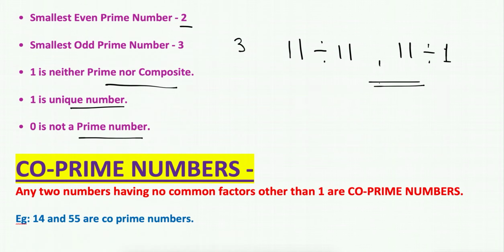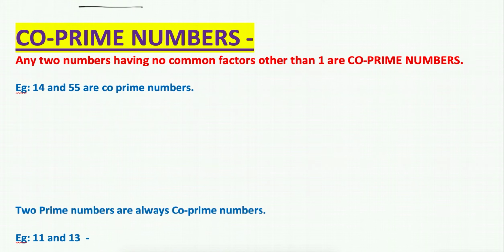Now, let's see co-prime numbers. Co-prime numbers, that means we are talking about two numbers here. Any two numbers having no common factor other than 1 are called co-prime numbers. For example, 14 and 55. So, let's see what the factors of 14 are. The factors of 14 are 1, 2, 7 and 14. That means 14 is divisible by 2, 7 and 14, not by any other number.